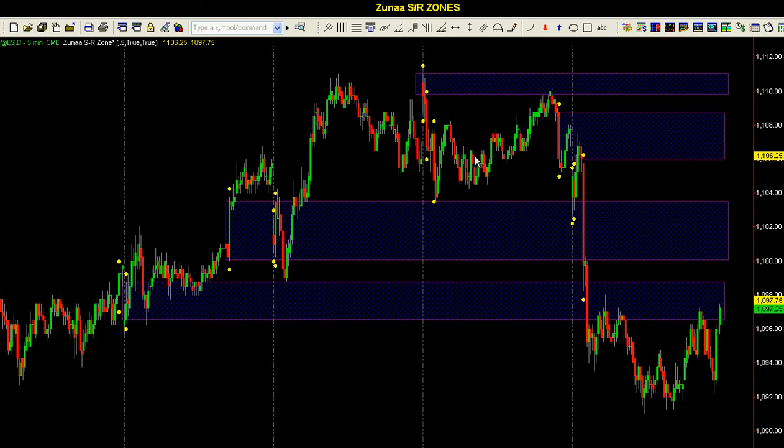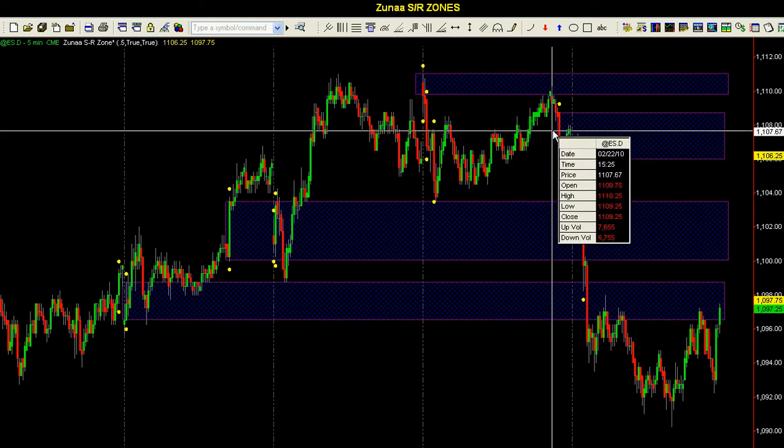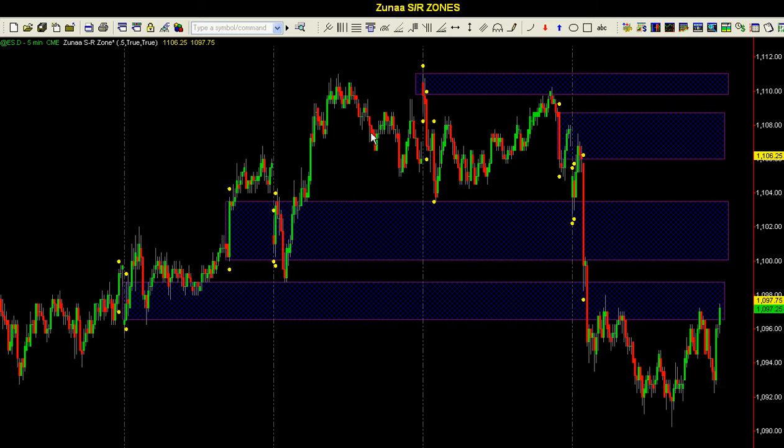In other words, look for trades to form only within those areas. Otherwise, do not trade. Or you could just combine it with however you're trading already, just to give you an additional filter or additional confidence in your trades. That's pretty much support and resistance zones.